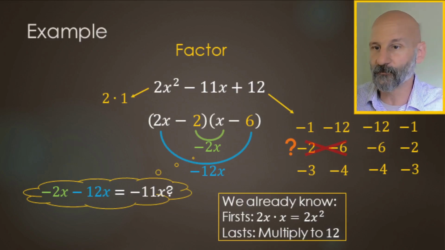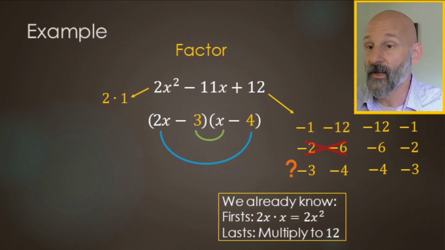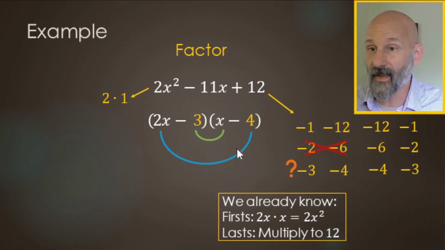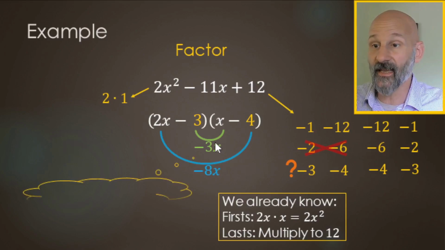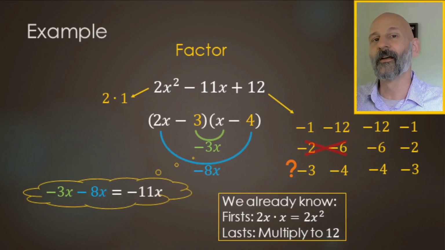Let's try another pair. Let's try negative 3 and negative 4. Here we go. So we already know first and last are good. We're just checking inners and outers. So we got 2x times negative 4. That's a negative 8x. And then negative 3 times x makes negative 3x. Negative 8x and negative 3x does indeed make negative 11x. So boom, there's our answer.